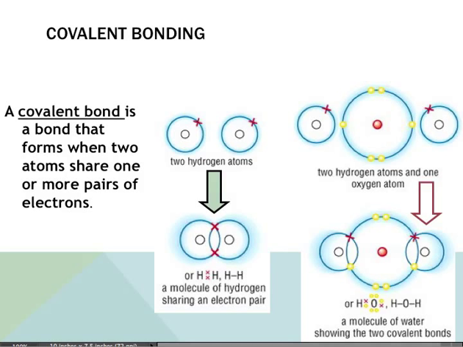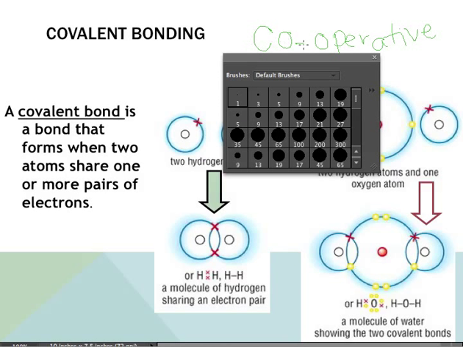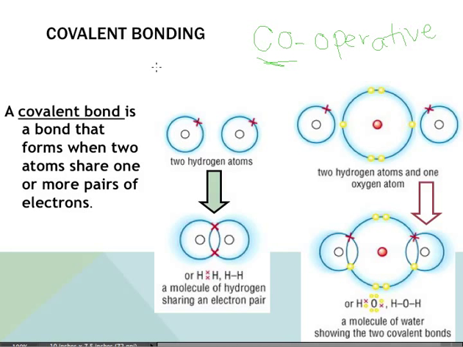A covalent bond is a bond that forms when 2 atoms share 1 or more pairs of electrons. So if you think covalent has the CO, like cooperative, they're sharing. If you're a cooperative team member, you share with your team.